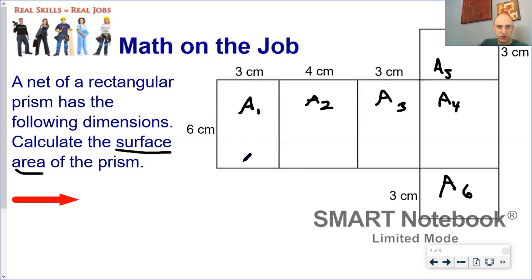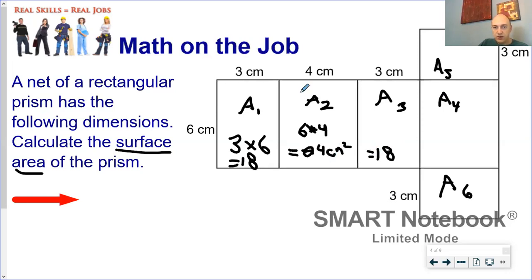Area of a rectangle, as you'll recall, is length times width. So this is going to be 3 times 6 is 18. This one's going to be, the side dimension is still 6, right? So this 6 is still here. So this is going to be 6 times 4. And that should be a times. So that's going to be 24 centimeters squared, of course, are the units. Area here, again, is 3 times 6. The top and the bottom are going to have the same area. So this is going to be another 18.